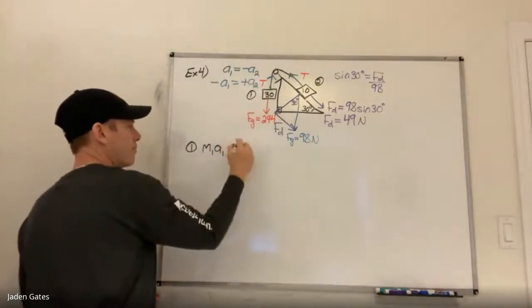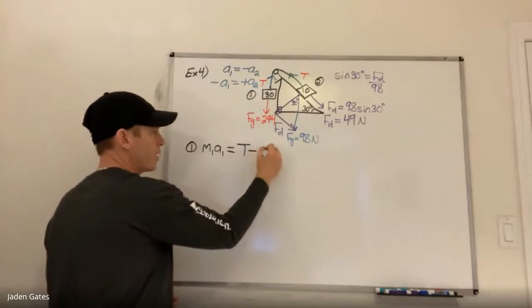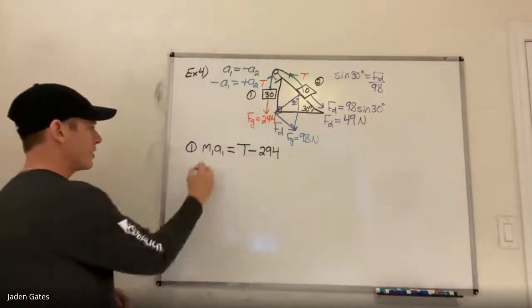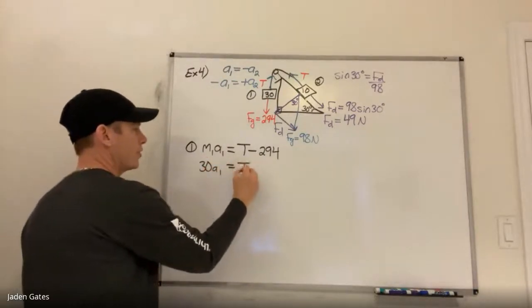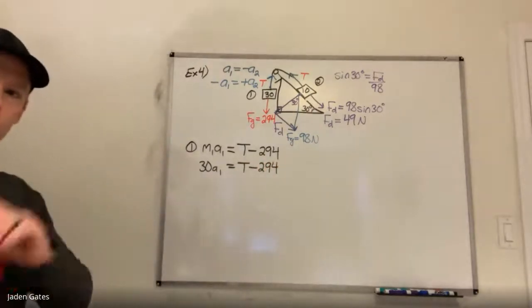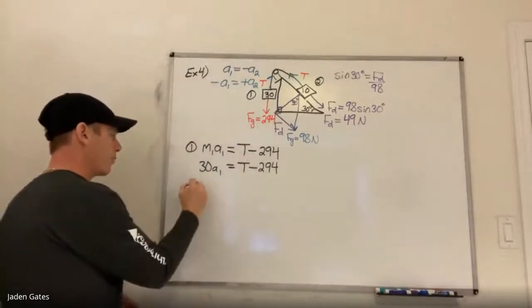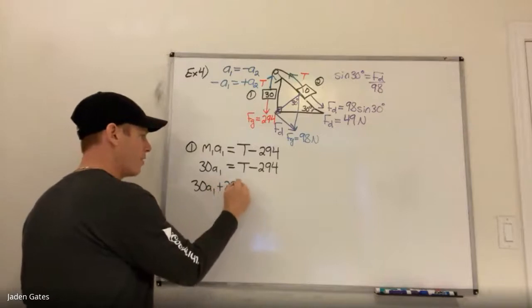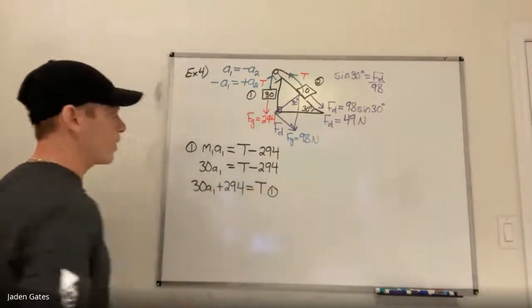T, pulling up. Gravity, pulling down. So it's going to be a minus 294. I know the mass is 30, so I'm going to throw that in there. So we have 30A1 is equal to T minus 294. I'm going to make one adjustment to this formula, and to the other one. I'm going to move the minus 294 over to the other side, and so I end up with positive 294 is equal to T. So there's my first equation.